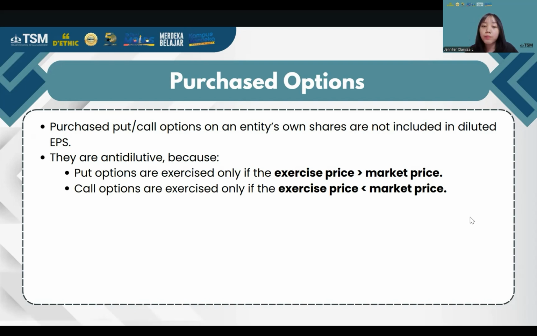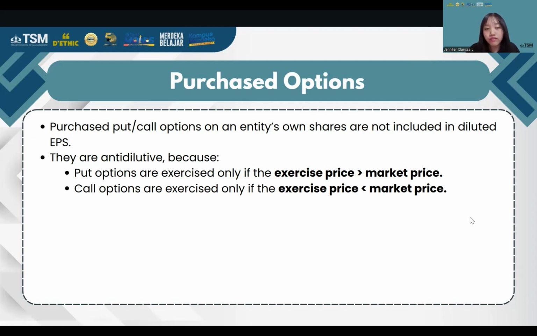Second one is put options. So this can let you sell an asset at a certain price. This can make money if the market price goes lower than the set price. So purchased put or call options are not included in diluted EPS because they are anti-dilutive.